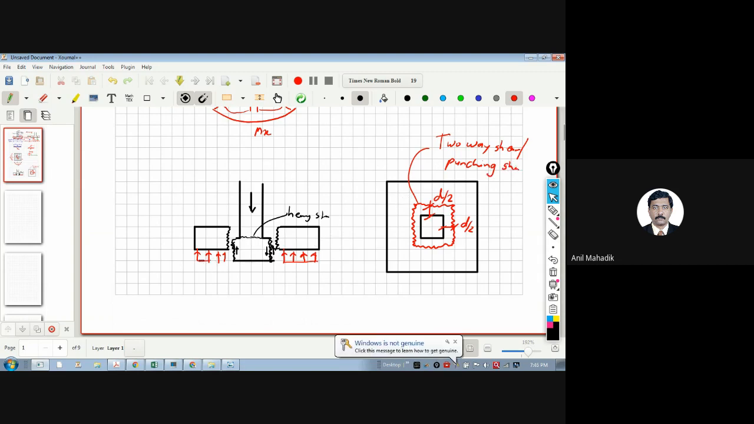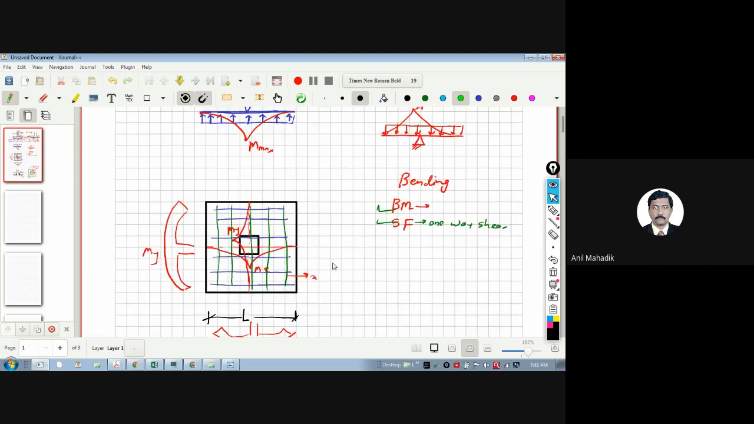This punching shear, or two-way shear, is caused by the upward pressure PU all round. Whatever area is available surrounding this crack, the total pressure into this green hatched area is the punching shear force which is causing this punching shear. So there is a punching area, let's say AP. AP into PU is the punching shear force. This is the concept of two-way shear.